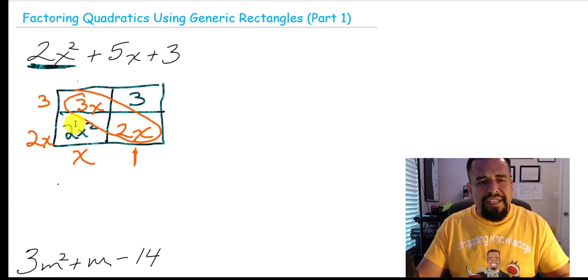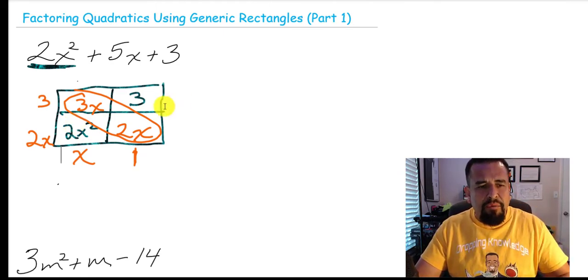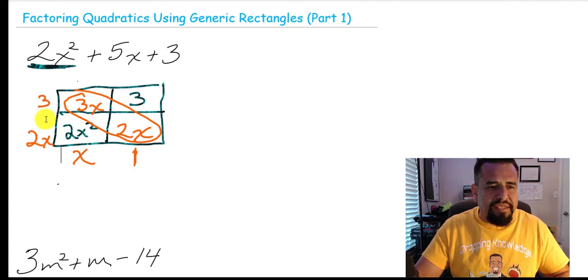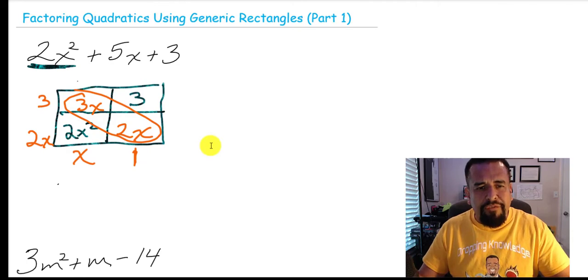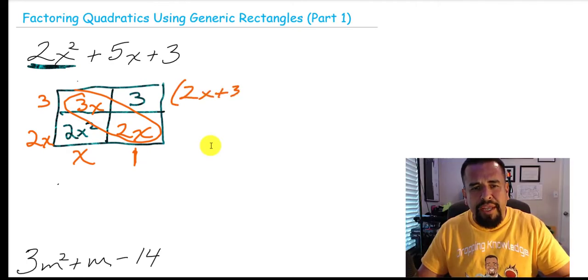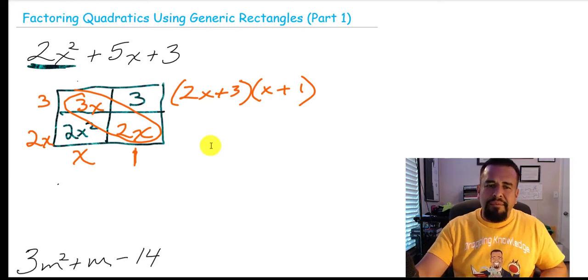So what is this product of the area? Well, these right here, 2x and a 3, that's a positive 3, and x plus 1. So therefore, 2x plus 3 times x plus 1. It's that easy. That's it.